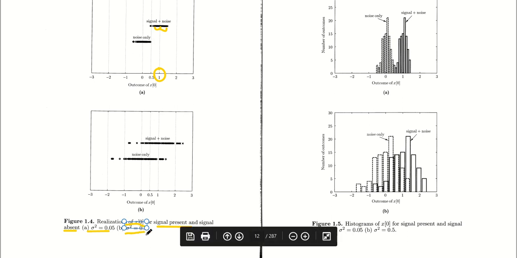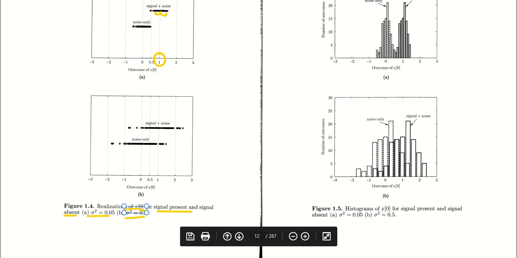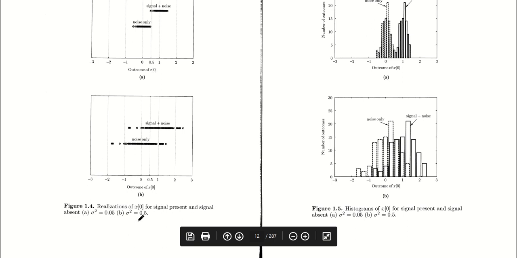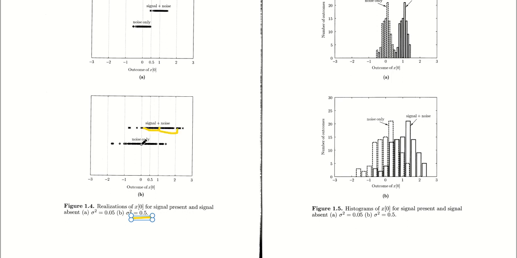And if you have a larger standard deviation, 0.5, it's going to deviate more than this one, right? It deviates more from 0, deviates out, rather than this deviation, it deviates a lot.